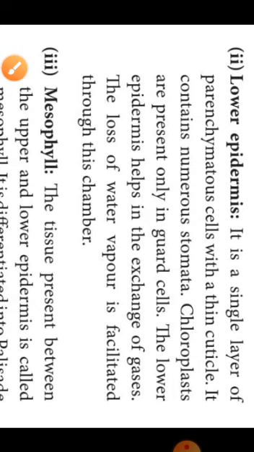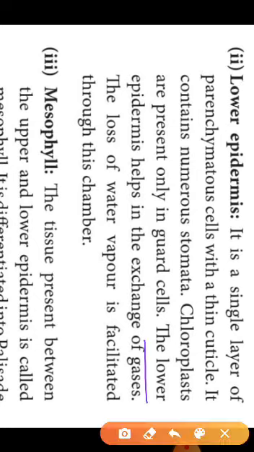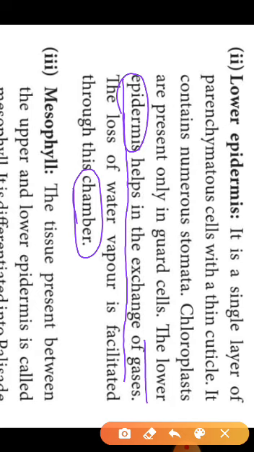The lower epidermis helps in the exchange of gases. This lower epidermis is a chamber. What is the meaning of chamber, my dears? Chamber, which means compartment. Very good.